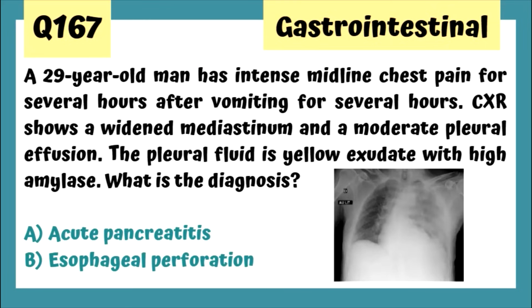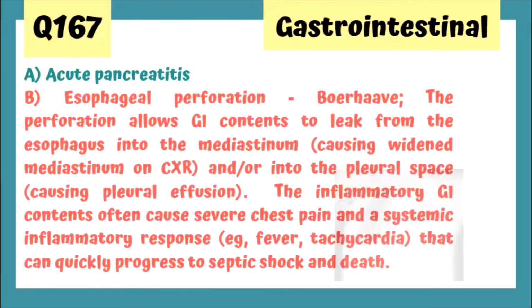167, a 29-year-old man has intense midline chest pain for several hours after vomiting for several hours. Chest x-ray shows widened mediastinum and a moderate pleural effusion. This sounds like a perforation leading to a pleural effusion. The pleural effusion fluid is yellow with high amylase coming from the esophagus. What's the diagnosis? That's an esophageal perforation. Really dangerous. It can quickly progress to septic shock and death.